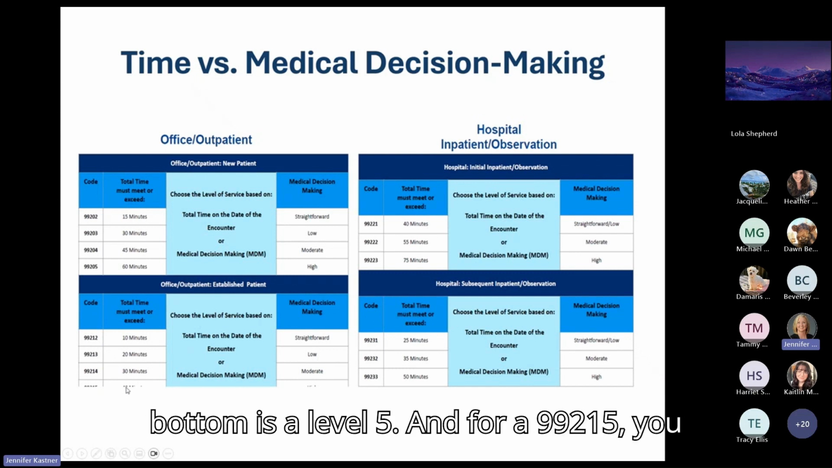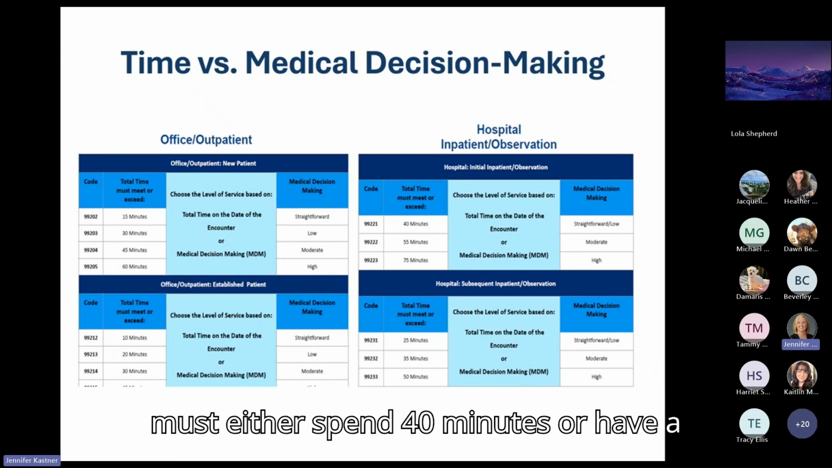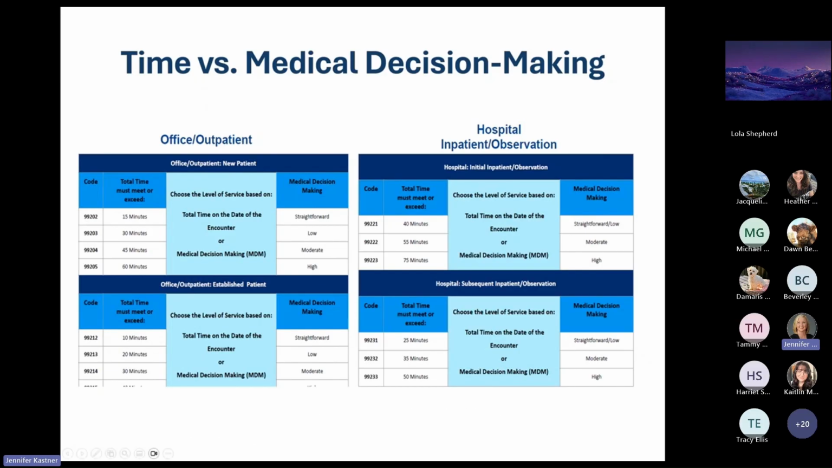Also, I noticed it cut it off here. At the bottom is a level 5, and for a 99215, you must either spend 40 minutes or have a high medical decision-making.